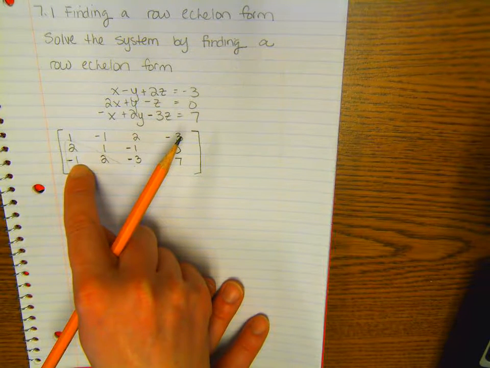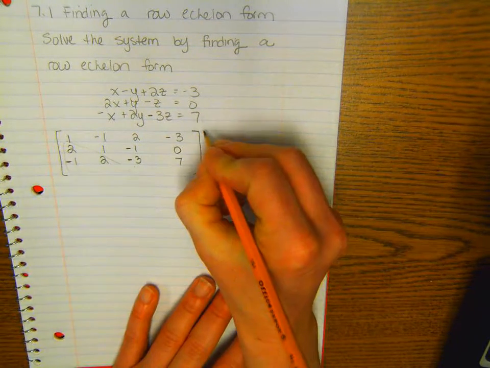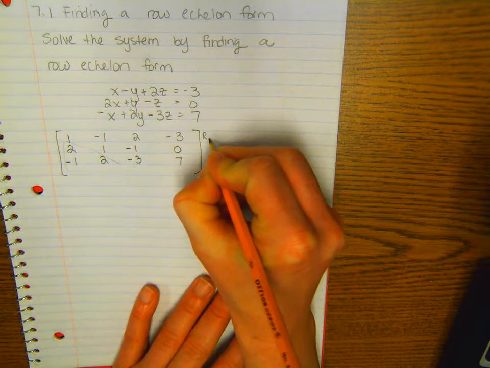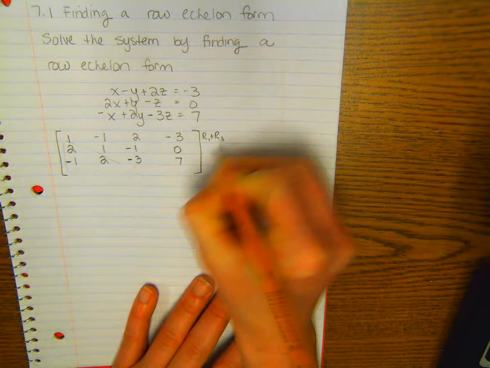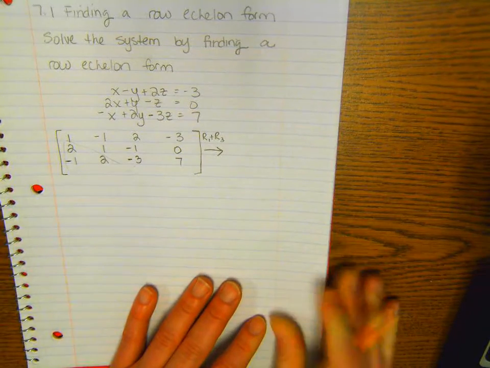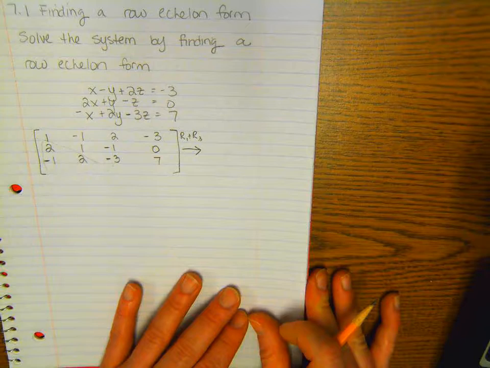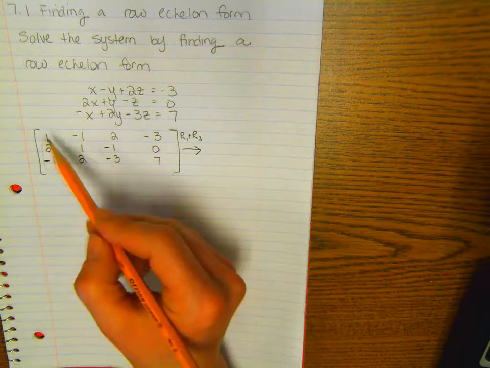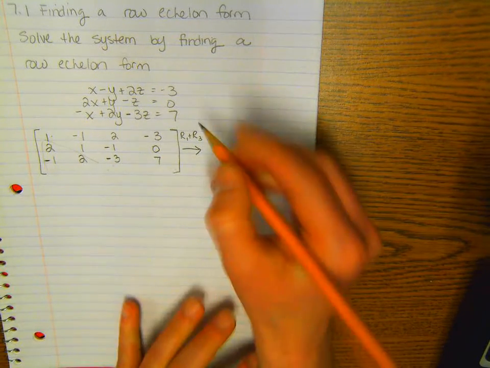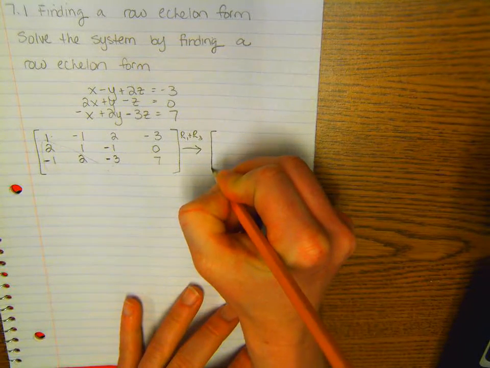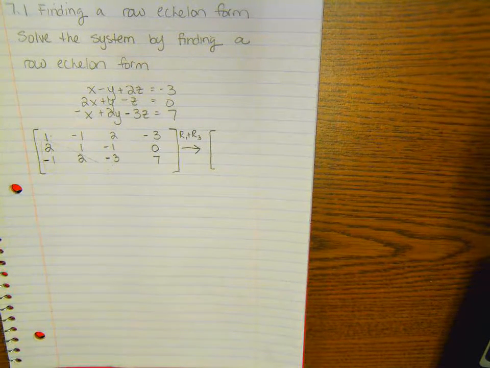The nice thing about row echelon form, or when you have things in an augmented matrix, is it saves us some space because we're not always writing the x, y, z's out. I'm not going to write this down separately because we can do this. Let's add row 1 plus row 3.